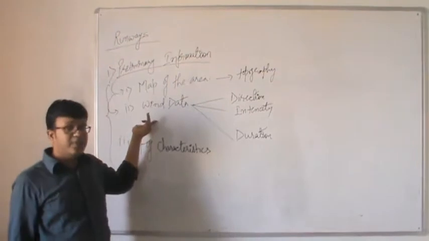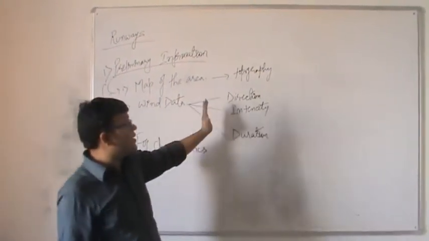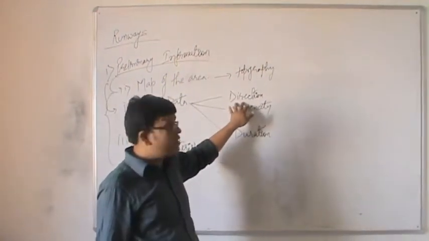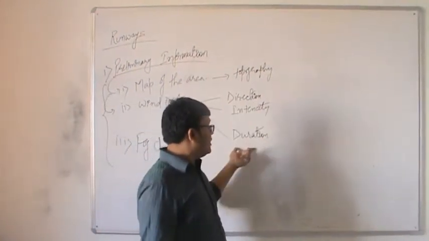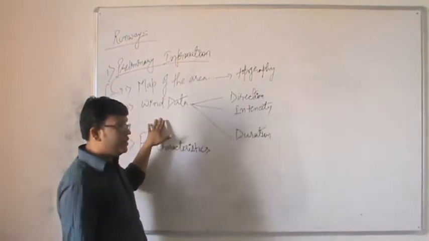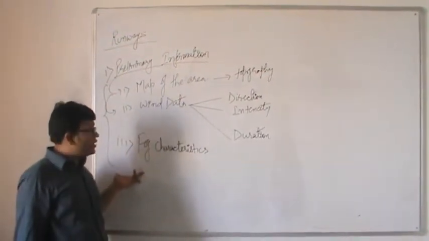Now the second type of data we want is the wind data. This wind data includes three types of data: first of all the direction of the wind, then we want the intensity of wind, and then we want the duration of wind. These three types of data are generally categorized within the wind data category. After that, the third is fog characteristic.